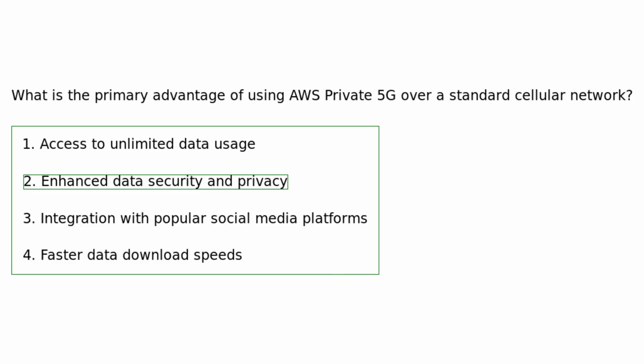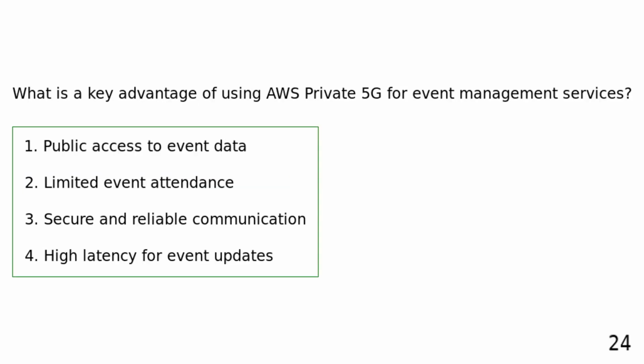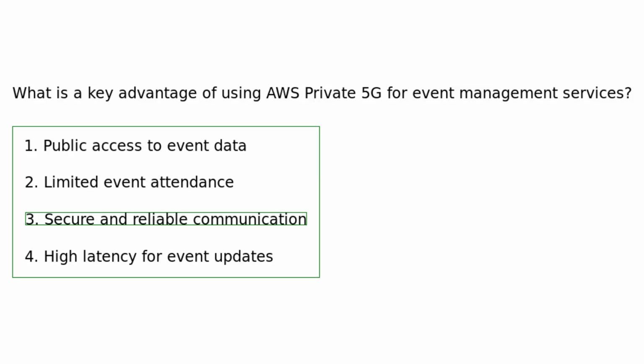sensitive information. What is a key advantage of using AWS Private 5G for event management services? Public access to event data. Limited event attendance. Secure and reliable communication. High latency for event updates. Using AWS Private 5G for event management services offers secure and reliable communication, ensuring seamless coordination and information sharing.